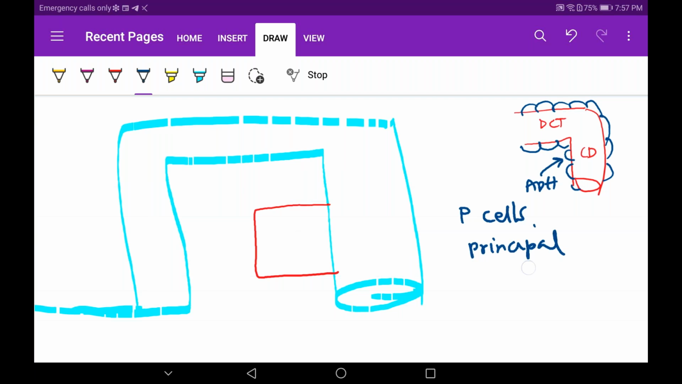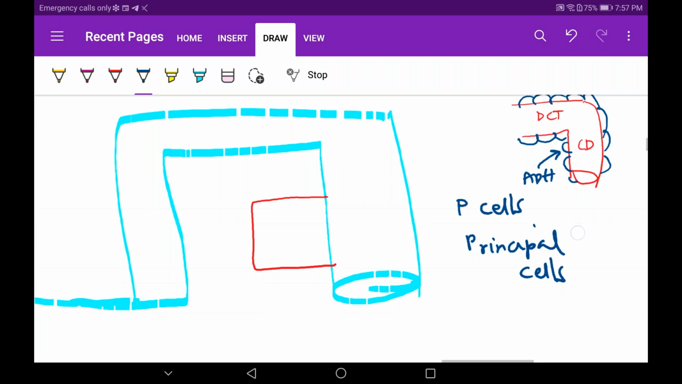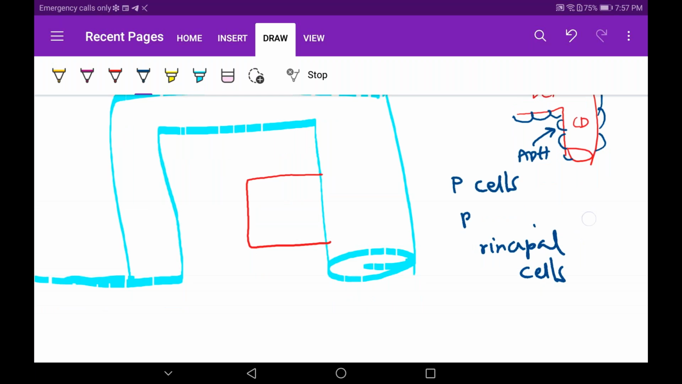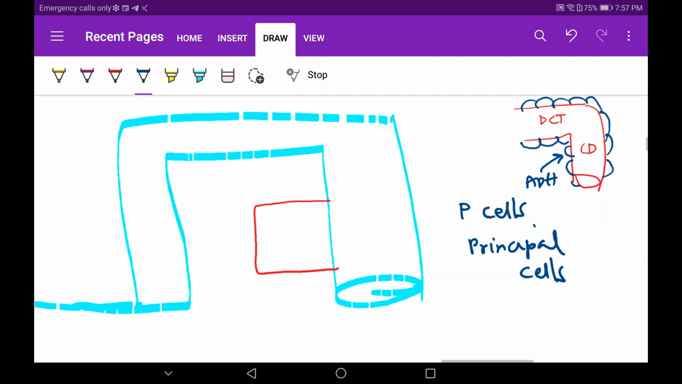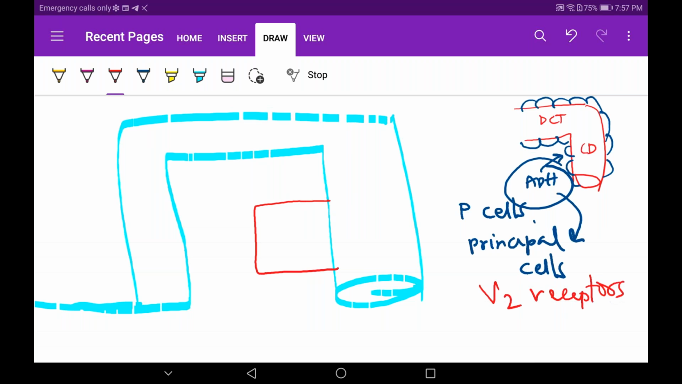These principal cells contain important receptors for ADH, called V2 receptors. Till now have you understood? Simple. Important cells are there known as principal cells in the last part of the distal convoluted tubule as well as the collecting duct, for ADH containing the receptors called V2 receptors. Till now you have understood? Yes.